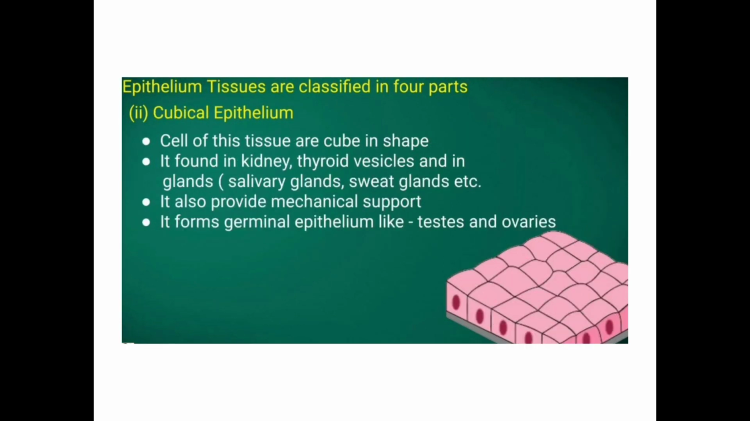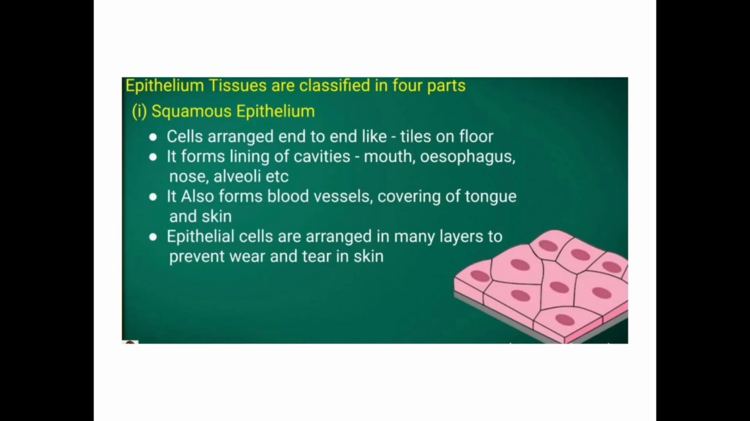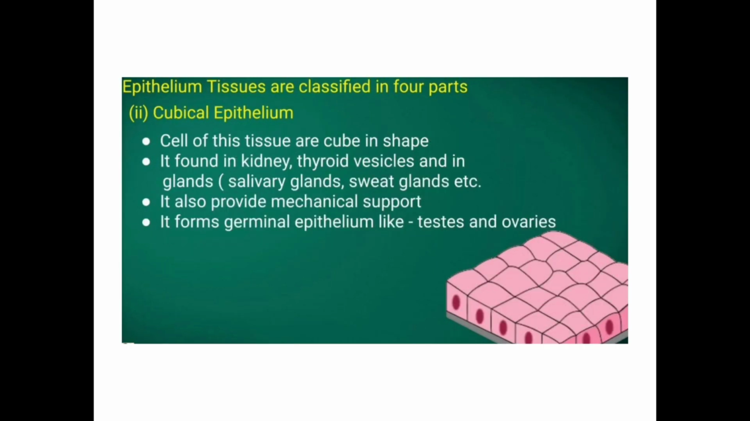The next one is cuboidal epithelium. The cells of this tissue are cube in shape. The first one, squamous epithelium, is flattened like a tile, and this one is like a cube. It is found in the kidney, thyroid vesicles, and in glands such as salivary and sweat glands.